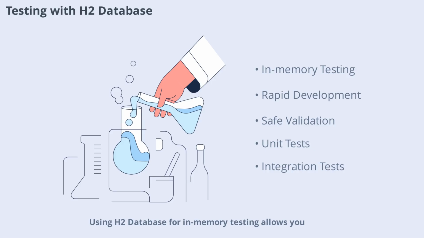Using H2 database for in-memory testing allows you to validate API operations without affecting production data. It supports rapid development and testing, ensuring your application works as expected before deployment. This approach is ideal for unit tests and integration tests.